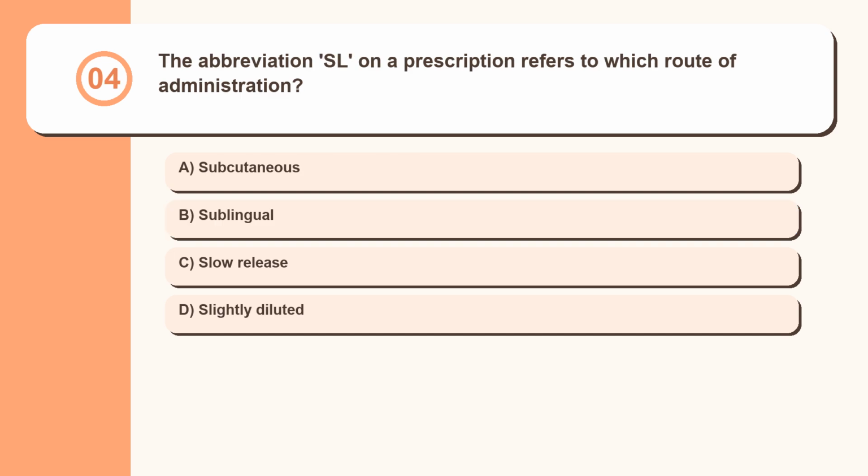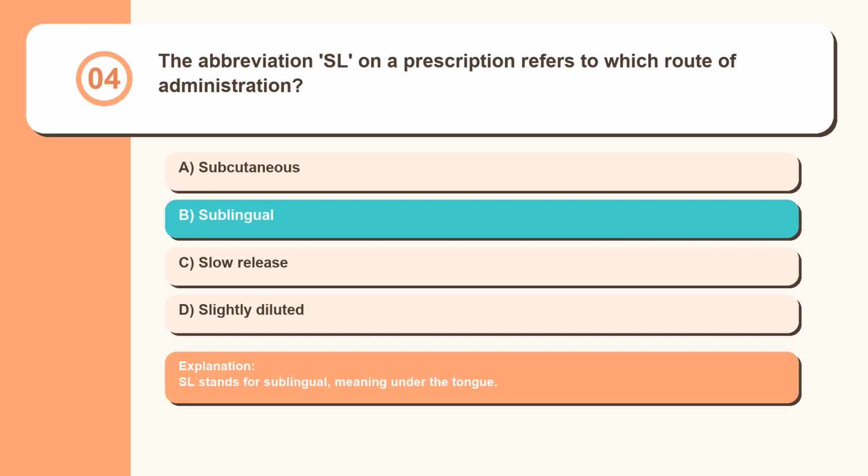Question 4. The abbreviation SL on a prescription refers to which route of administration? Subcutaneous, sublingual, slow release, slightly diluted. SL stands for sublingual, meaning under the tongue.